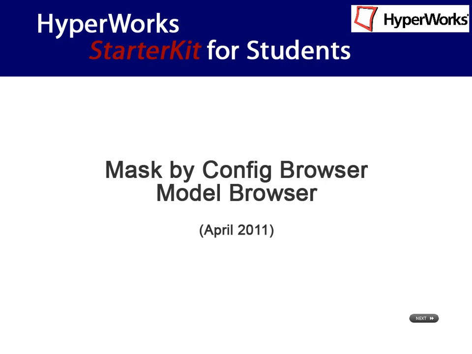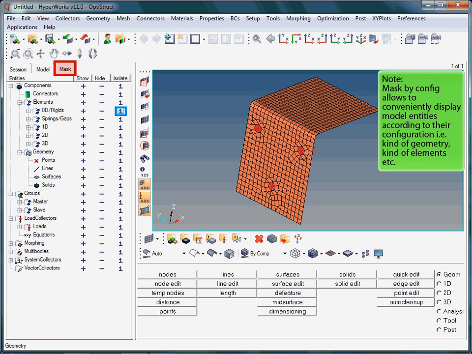In this interactive video you will learn more about two important browsers, the Mask by Config and the Model browser. Note, other browsers do exist, such as the Material, Property, or Load browser, etc. The Mask by Config browser is extremely helpful. For instance, by employing the Mask by Config browser, you can easily isolate higher-order quad elements from the entire set of elements, or isolate triad elements from all other elements, and so on.